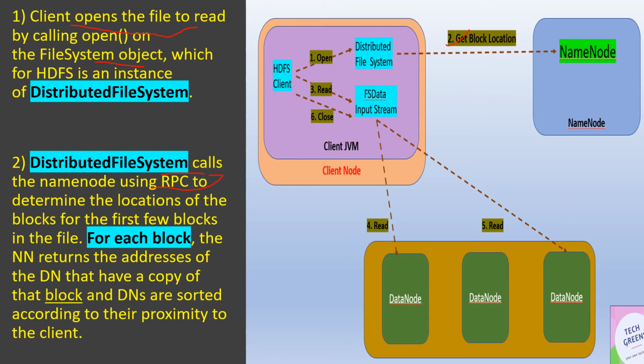And for each block, the name node returns the address of the data nodes where those blocks are residing, along with the primary data node. Those data nodes are also written in the list where we have the replicas of that block. And then these data nodes are sorted based on their proximity to the client. So it will try to find out which data node is closest to the client, and the client will start reading from that particular data node.